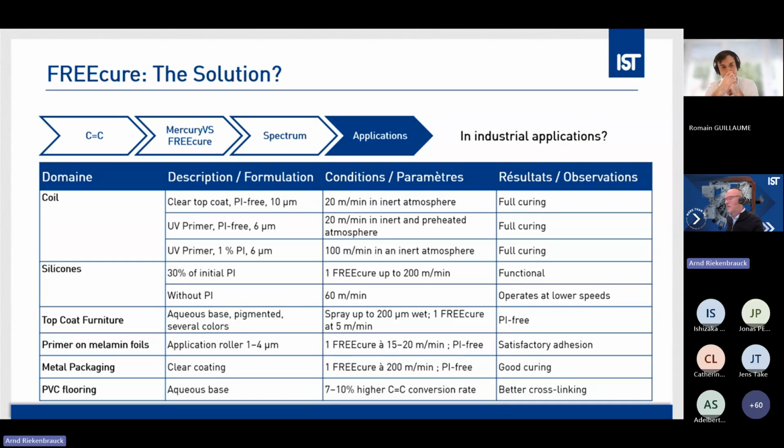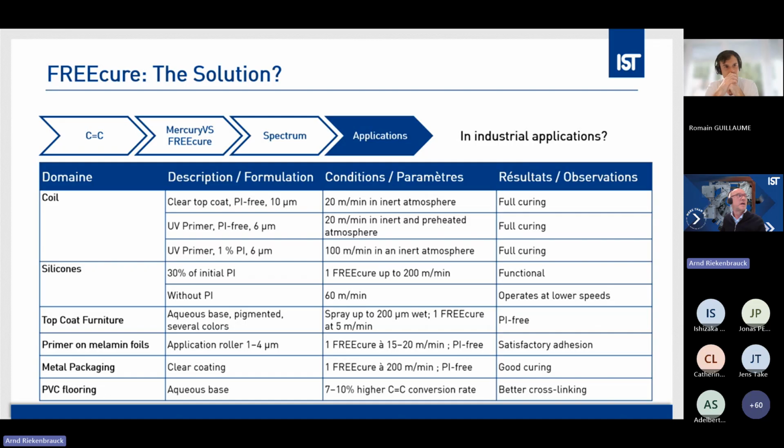And when you have in mind that in these lines, normally you find 6 to 8 dryers, we have projects where we were able to replace them by only one, and for security, 2 lamps. Primer on melanin foils, one FREEcure up to 15 to 20 meter, completely PI-free, and adhesion was really good. In metal packaging, the same. There are already products commercially available in the market. One FREEcure, 200 meters, completely PI-free, good curing.